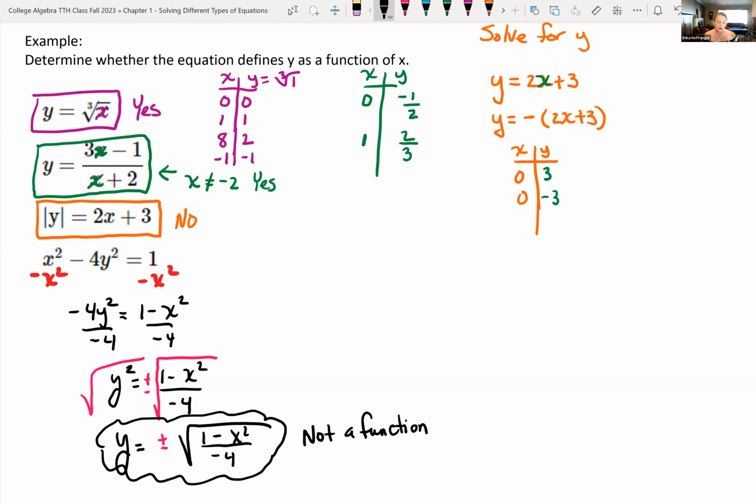So if you're given an equation to determine if it's a function or not, think about if I plug in a value for x, am I getting back more than one value for y or not? If my equation wasn't in the form of y equals, then I would get it in the form of y equals to help me figure out if it was a function or not.